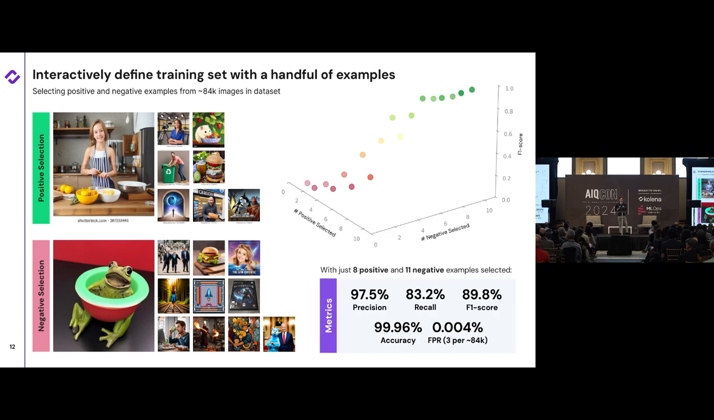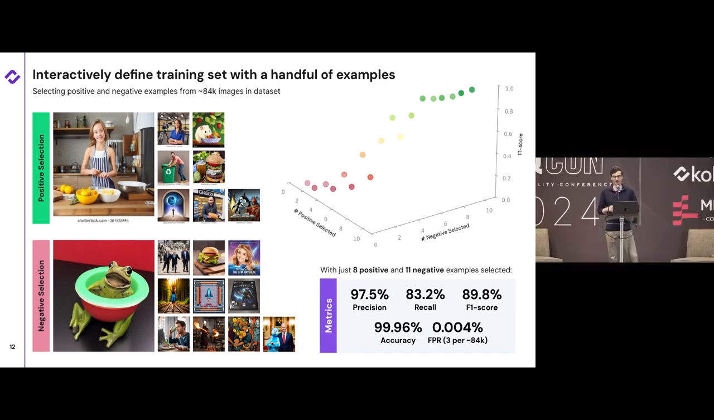classifier here with very good performance. This has 98% precision, almost 90% F1 score. It has a negligible false positive rate with just 3 false positives in the entire 84,000 image data set. And it has an accuracy that is almost perfect. So this classifier now is quite good. It's got quite high precision. We can use this with pretty high confidence for this task of identifying this failure mode.